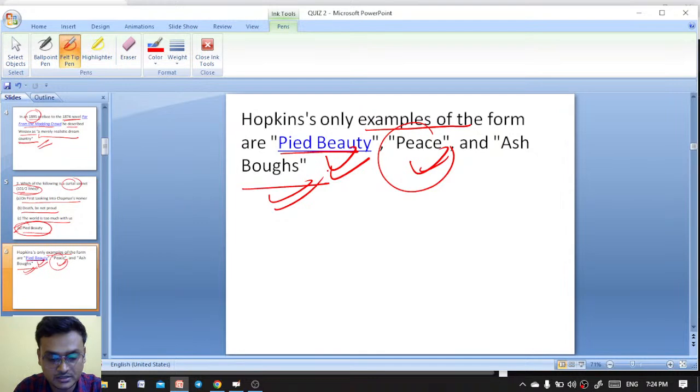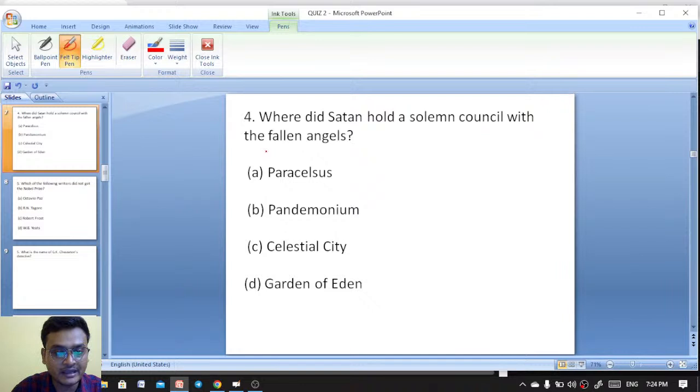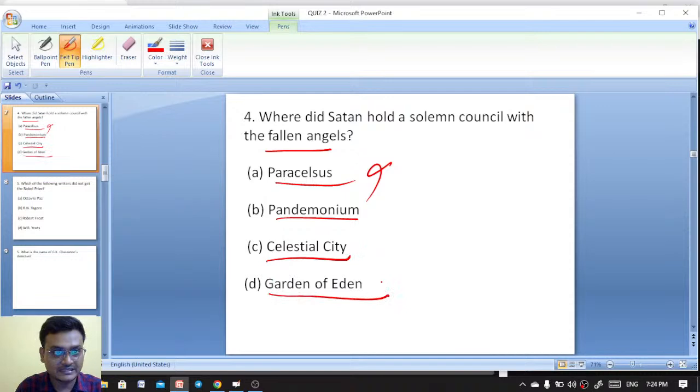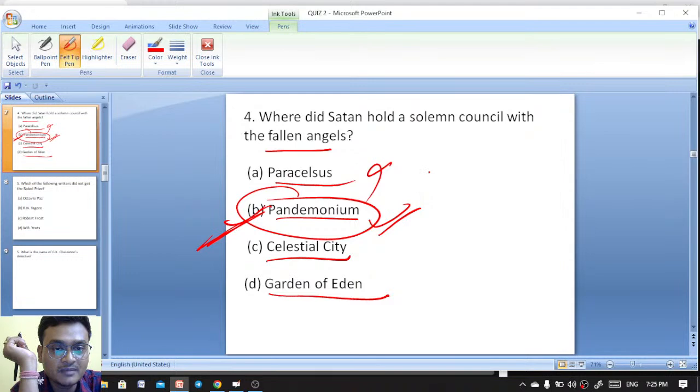Where did Satan hold a solemn council with the fallen angels? The options are Paracelsus, Pandemonium, Celestial City, and Garden of Eden. In Paradise Lost, written in blank verse, the first 10 books were published in 1667, and two books were added in the second edition in 1674. Here it is Pandemonium, the capital of hell, where Satan held a solemn council with the fallen angels. Pandemonium is the right answer.